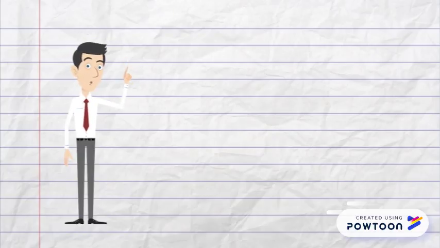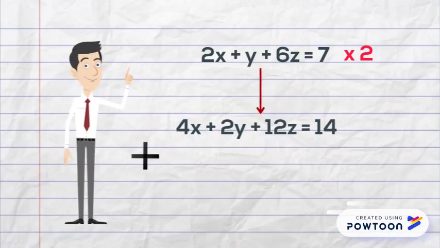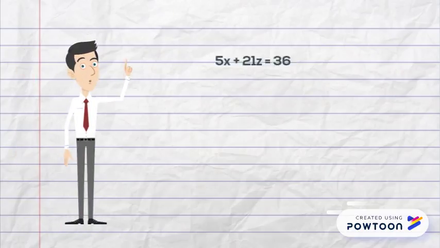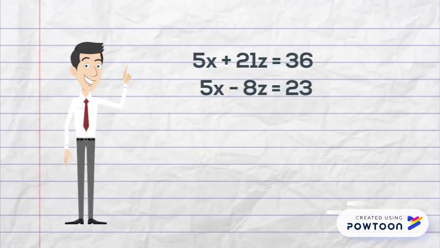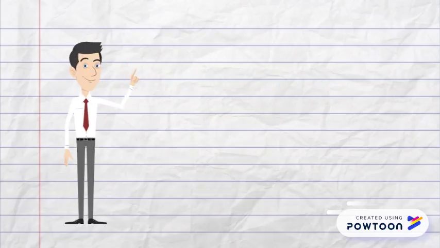After that, take the first equation and multiply it by 2. Add it to the third equation, and this will be the fifth equation. After we get the fourth and fifth equations, eliminate another variable. Since the x variable is already the same, we'll eliminate it by subtracting the fourth and fifth equations. Now we have already solved for z.